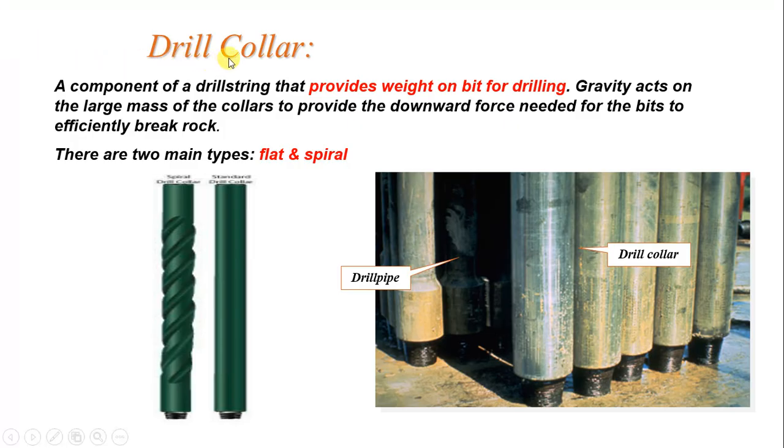Okay. So the drill collar is a component of the drill string that provides weight on bit for drilling, and the gravity acts on the large mass of the collars to provide the downward force needed for the bits to effectively or efficiently break the rocks. It has two types. Number 1, as you see, this is flat type, and another one is spiral drill collar. So you have flat type and you have spiral type.